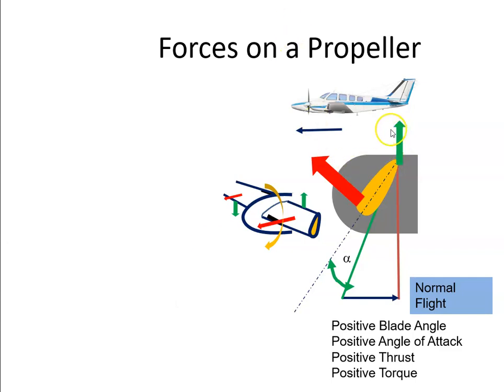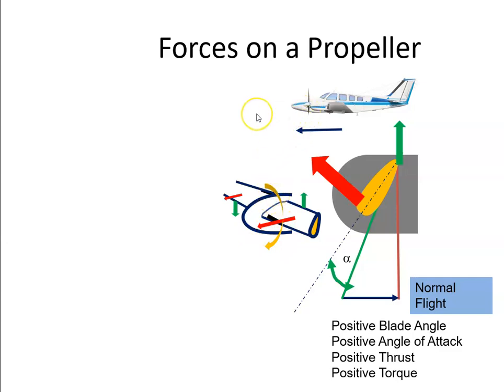So here we have an aircraft in normal flight. It has a particular velocity. It has a positive blade angle. And it has a positive angle of attack. And that leads to positive thrust and positive torque. And here we can see it represented in a 3D image, if you like. So here's our thrust, here's our torque, and the propeller is rotating in this direction.